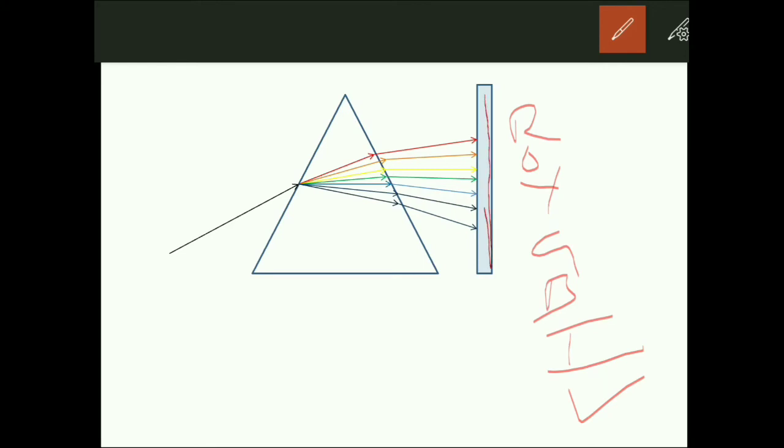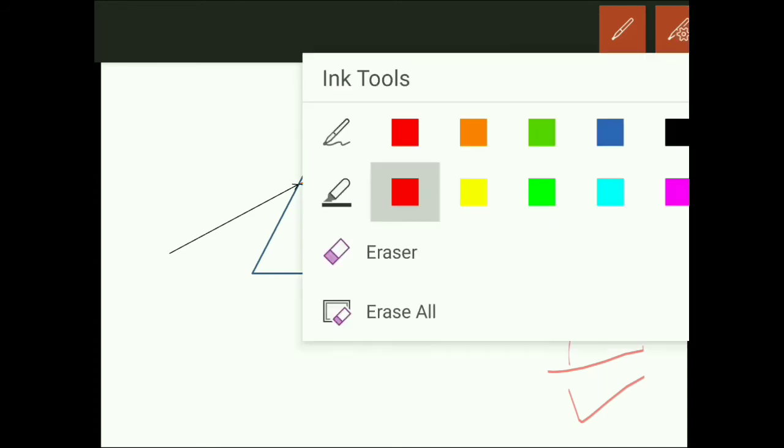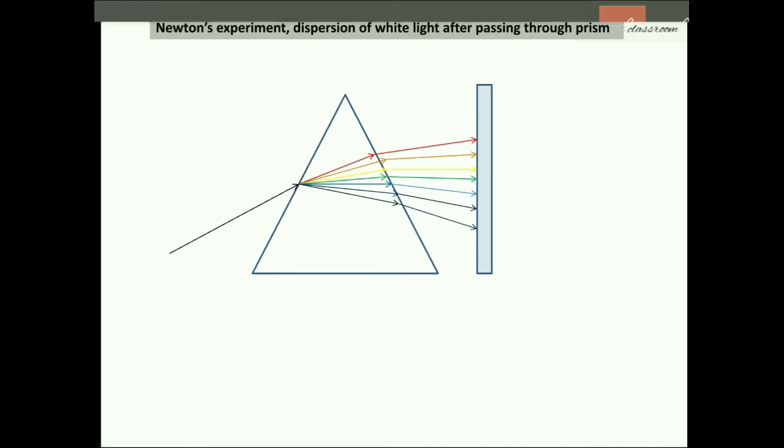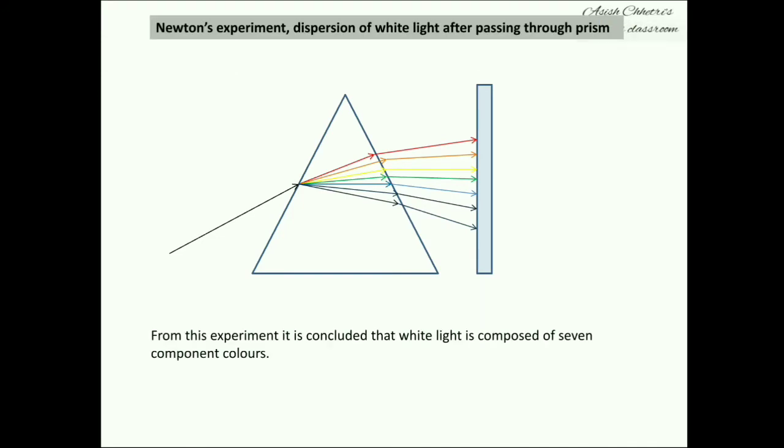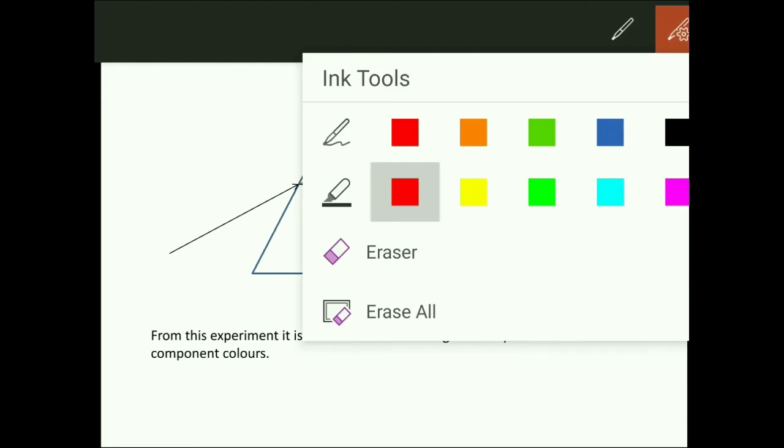These colors will form a band on this screen, which is called a spectrum, and we'll learn about that spectrum later. So right now, from this experiment, what we come to know is white light is composed of 7 different colors.